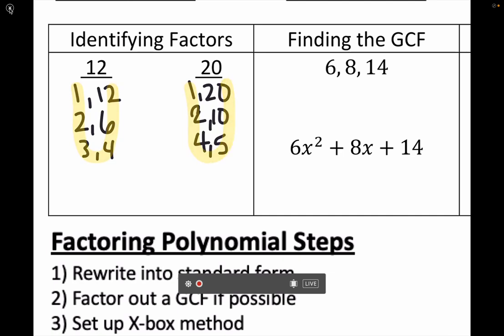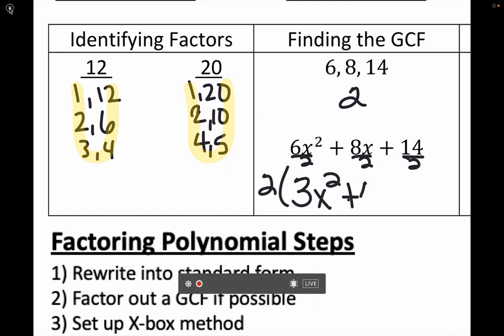We talked about GCF, 6, 8, and 14. What's the number they have in common? It would be 2. And then yesterday we said when you take out that GCF, well, what is left? Because essentially we're dividing by that GCF. So what's left? 3x squared. 8 divided by 2 is 4x. 14 divided by 2 is 7. So that was what we were talking about.